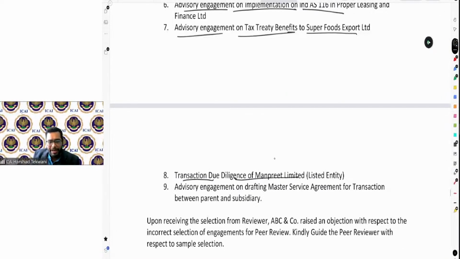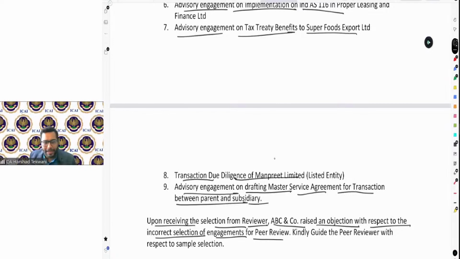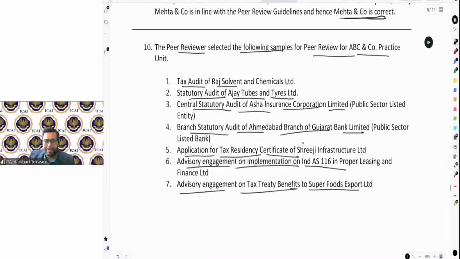Transaction due diligence of Manpreet Limited, advisory engagement on drafting of master service agreement for transaction between parent and subsidiary. Upon receiving the selection from the reviewer, ABC and company raised an objection with respect to incorrect selection of engagements for peer review. Kindly guide the peer reviewer with respect to the sample selection. It's the same as what we saw just now. What are the areas that are required to be covered under sample selection? What can be my sample and what cannot be my sample?